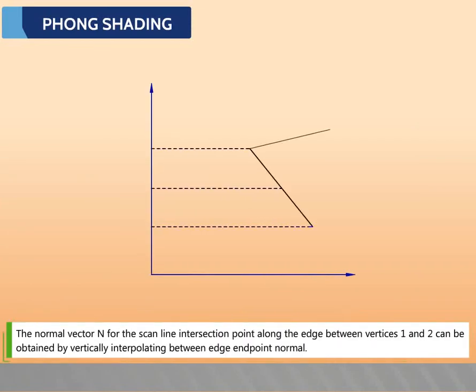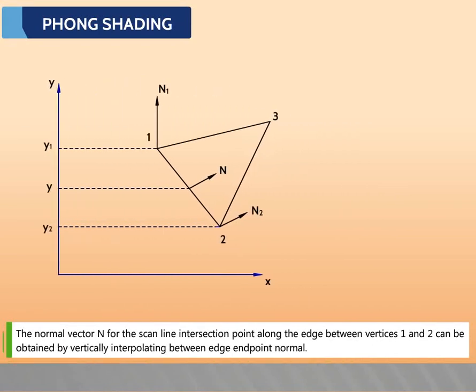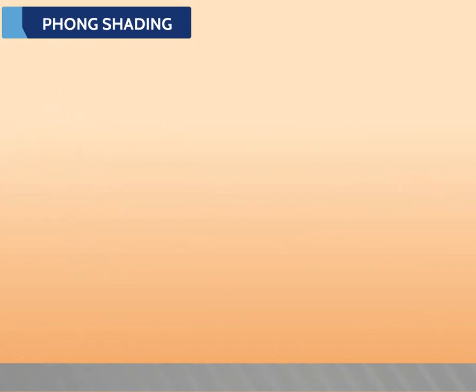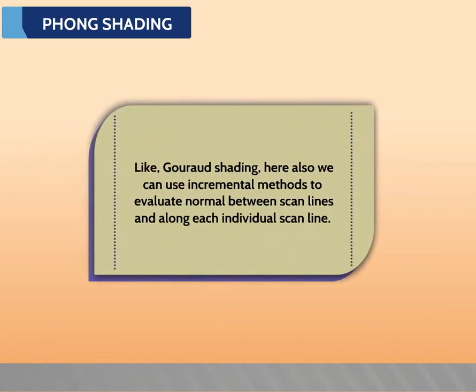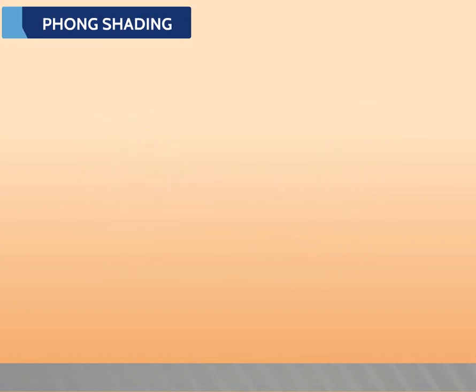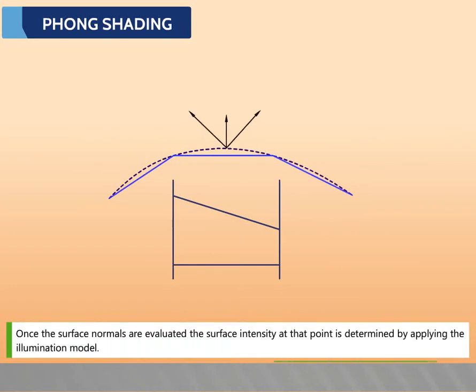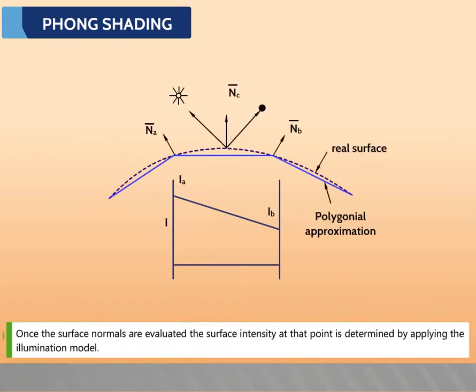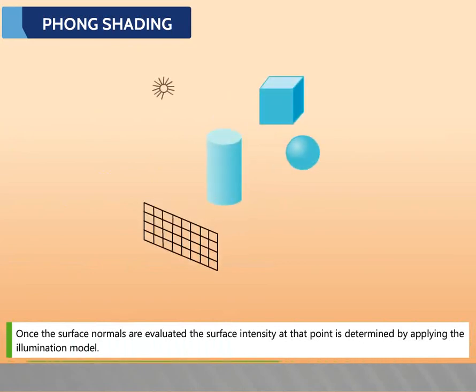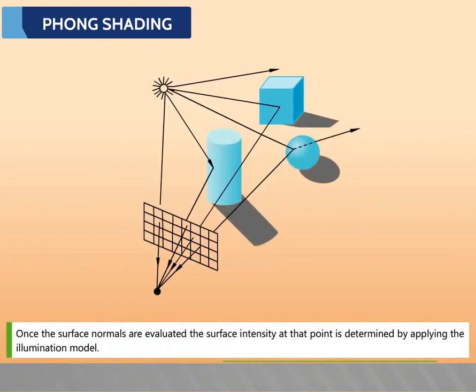The normal vector n for the scan line intersection point along the edge between vertices 1 and 2 can be obtained by vertically interpolating between the edge endpoint normals. Like Gouraud shading, here also we can use incremental methods to evaluate normals between scan lines and along each individual scan line. Once the surface normals are evaluated, the surface intensity at that point is determined by applying the illumination model.